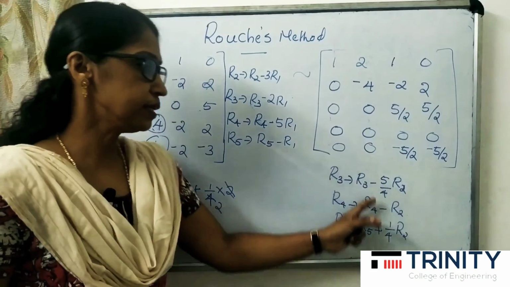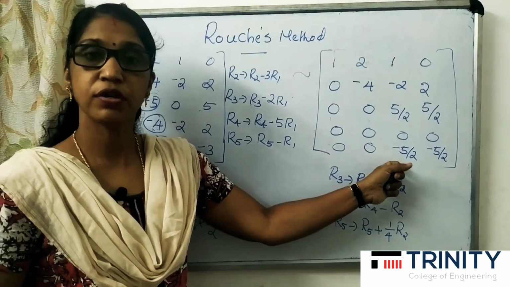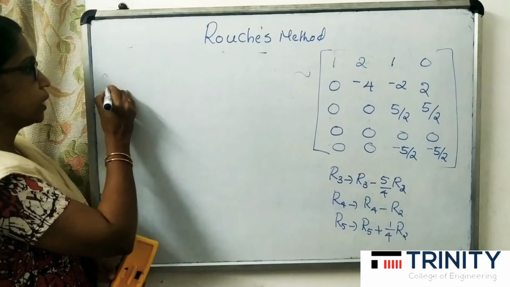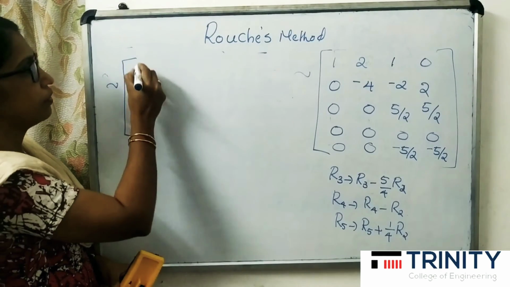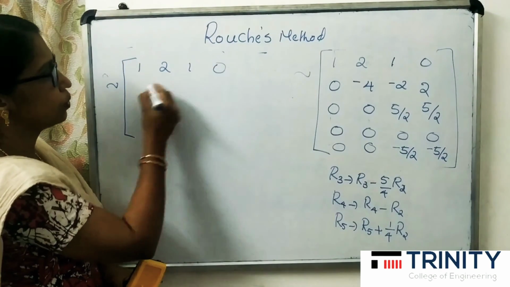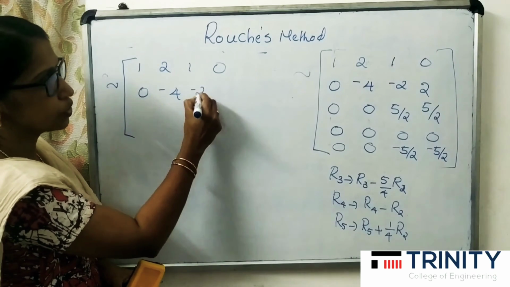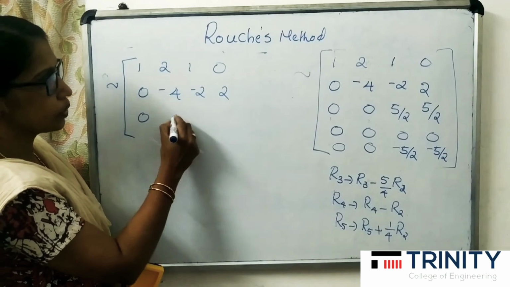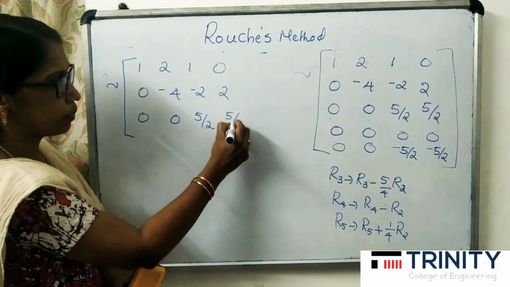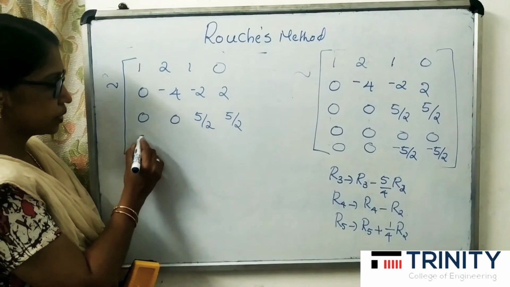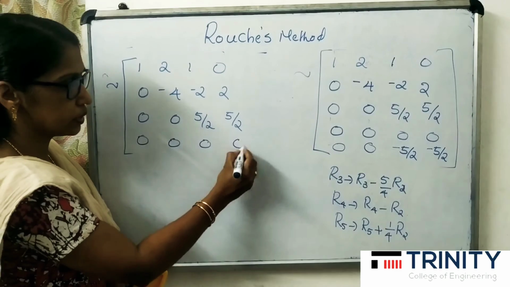Okay, so using this transformation we got this matrix. Now this matrix is equivalent to: first row 1 2 1 0, 0 minus 4 minus 2 2, 0 0 5 by 2 5 by 2. Next row 0 0 0 0.